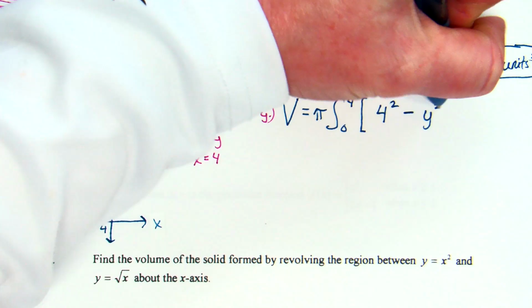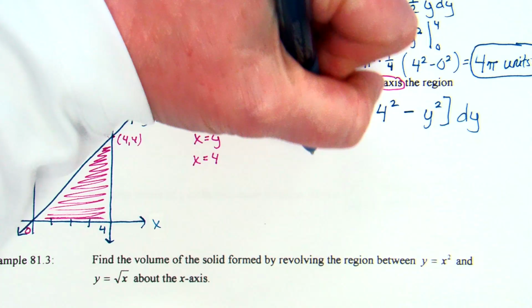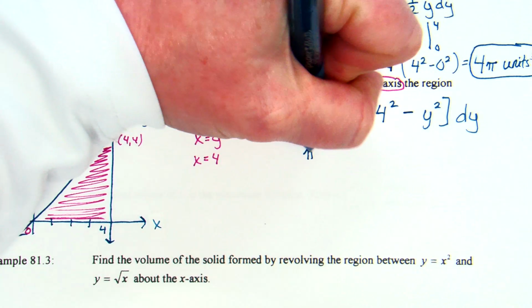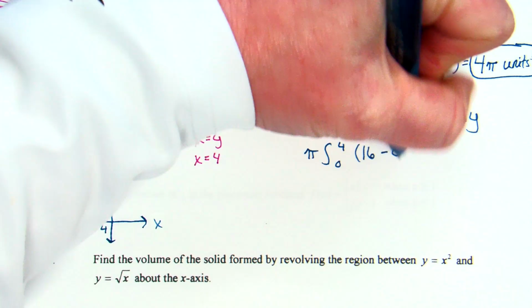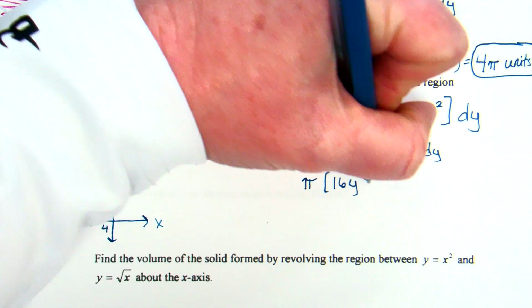Now, I think this problem is easier to integrate than the last problem. So pi times the integral from 0 to 4. 4 squared is 16. So I'm going to be integrating 16 minus y squared. What is the integral of 16? 16y minus the integral of y squared, which is 1/3 y cubed, evaluated from 0 to 4.